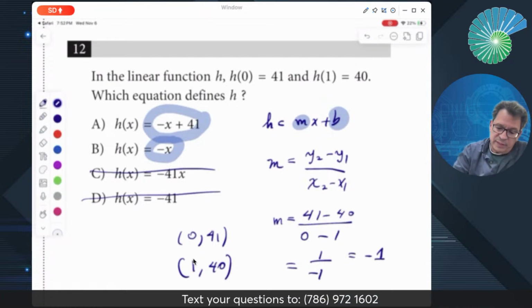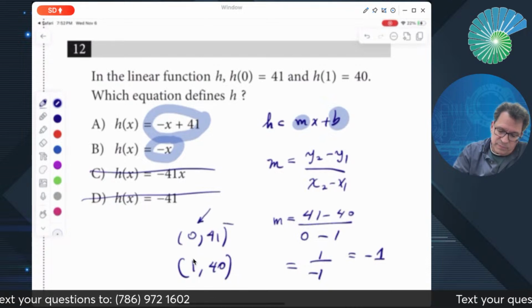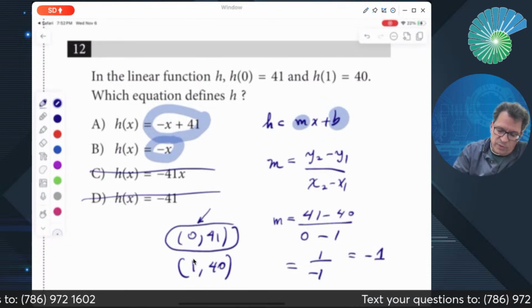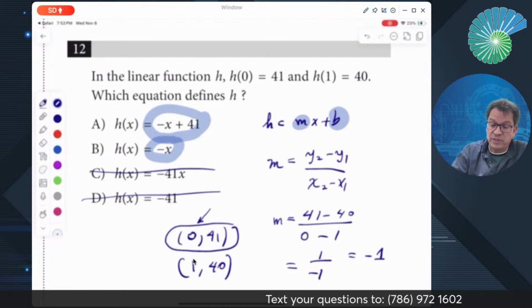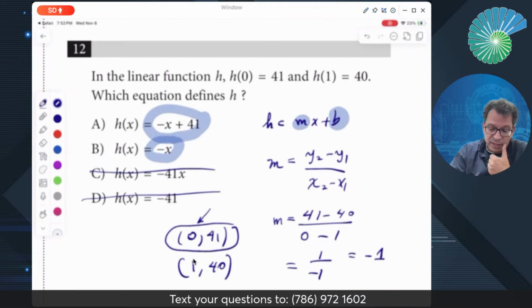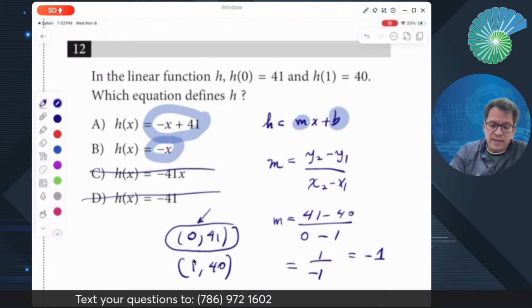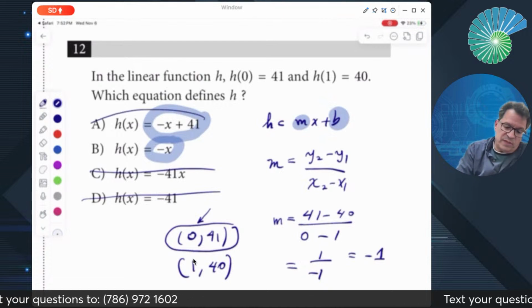Then, again, when you have a point where the x coordinate is 0, that gives me the y-intercept, which is 41. So the answer is A.